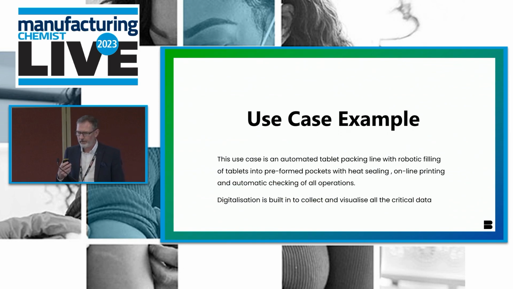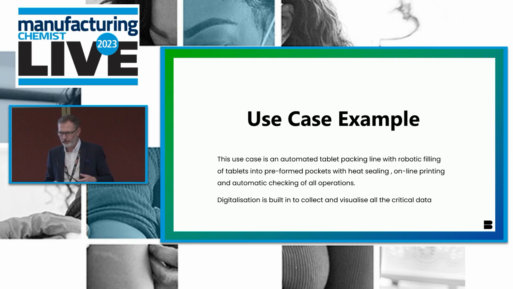So a little bit more about this use case. As I said, it's an automated tablet packing line. It's not a full line, it's just the blistering element of that. But we've added some robots into it. It looks great, if nothing else. It looks interesting, and part of this digital manufacturing accelerator is to get people interested.